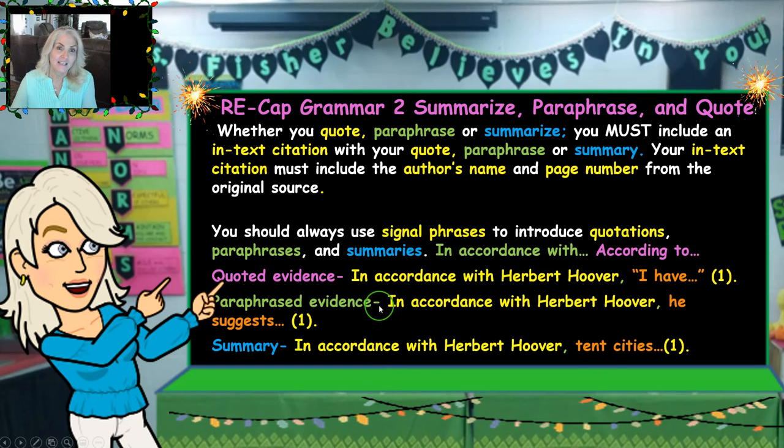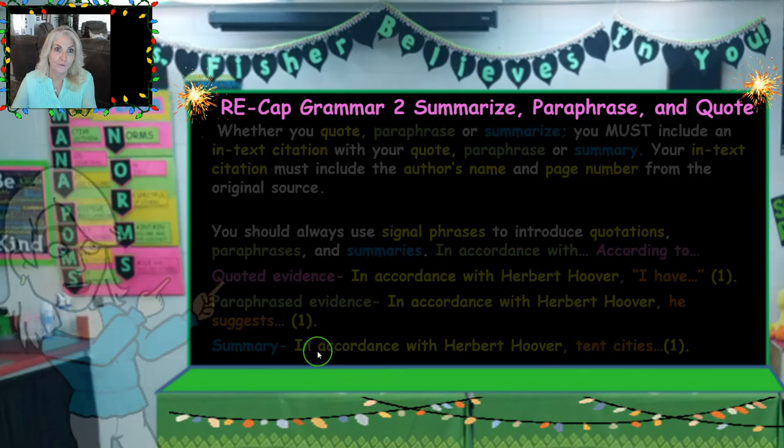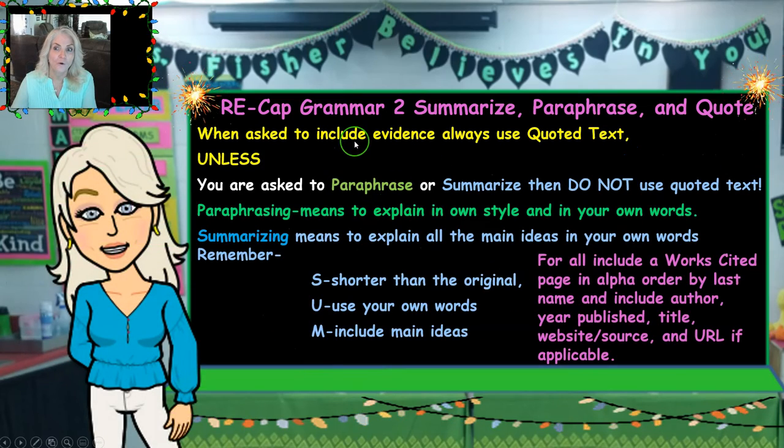Paraphrased evidence is always in your own words and in your own style, so you don't put it in quotes. And summarized is also in your own words, in your own style. When you're doing the SBA, you always use quoted evidence unless they specifically ask you to paraphrase or summarize. Then they're testing to see if you know not to put in quoted evidence. It must be in your own words and in your own style.